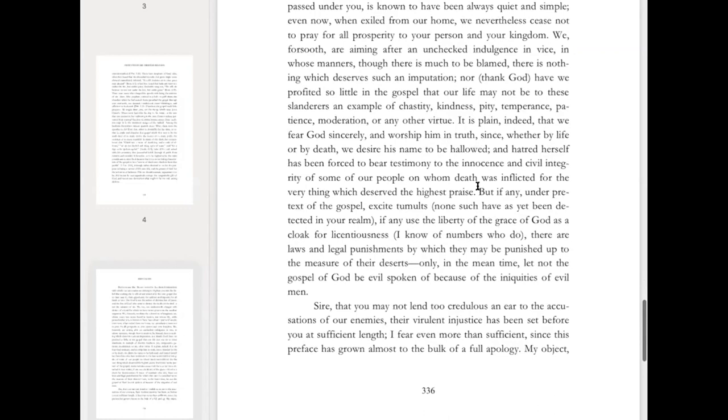And he says, if any under pretext of the gospel excite tumults, if any use the liberty of the grace of God as a cloak for licentiousness, there are laws and legal punishments by which they may be punished up to the measure of their deserts. Only in the meantime, let not the gospel of God be evil spoken of because of the iniquities of evil men. So there may be people out there abusing this gospel, but punish those people, but do not suppress the teaching of the gospel.